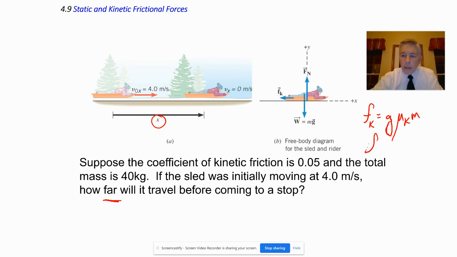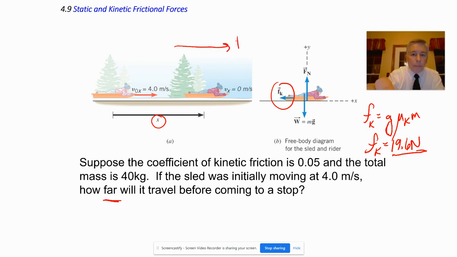We actually already calculated that, so Fk is 19.6 newtons. Now what's happening is that Fk is causing a deceleration of her. So it's actually causing the acceleration, but if we treat to the right as positive, then anything to the left would be negative. Now, we don't actually write friction forces as negative because we just want the magnitudes, but the direction could be important.